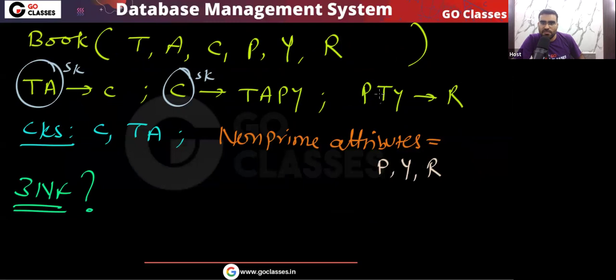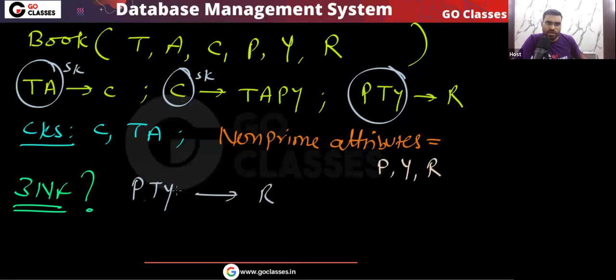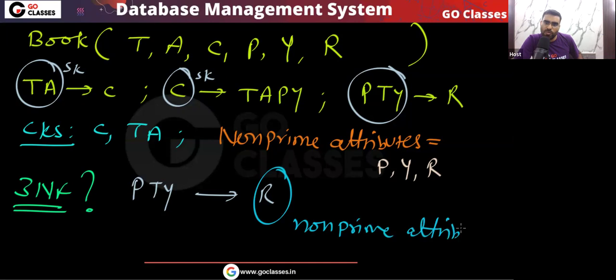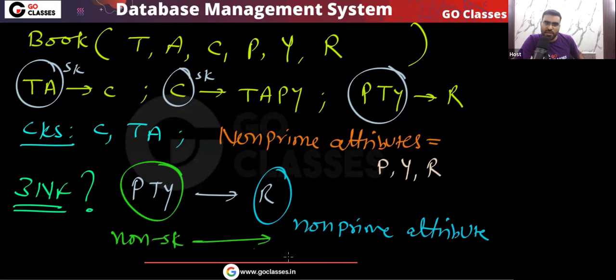And what about this? This is not a super key. You can see PTY determining R. R is a non-prime attribute, and PTY is a non-super key. So a non-super key is determining a non-prime attribute. So I can say this is not in 3NF. Is this clear? So that's it.